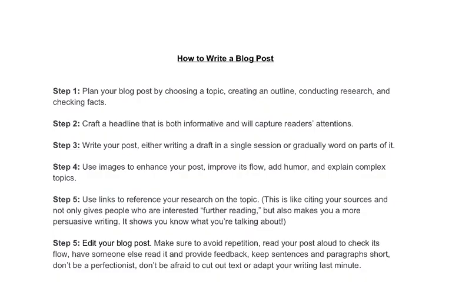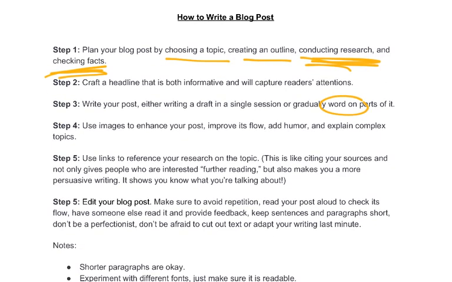And just some final tips here about how to write a blog post. Step 1, make sure that you choose a topic, create an outline, conduct research, and check facts. In my last group of lessons that I sent out last week, we went over the importance of checking for fake news. So do not reference anything that is not substantiated. Craft a headline that is both informative and will capture readers' attention. Then write your post, either writing a draft in a single session or gradually working on parts of it. Interesting wording there. But you can gradually add to it or write it all at once.